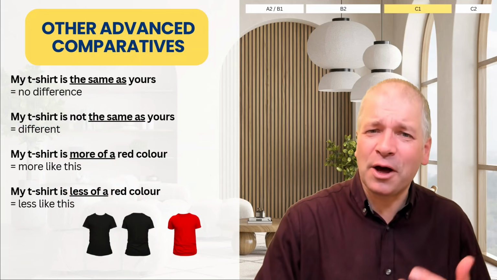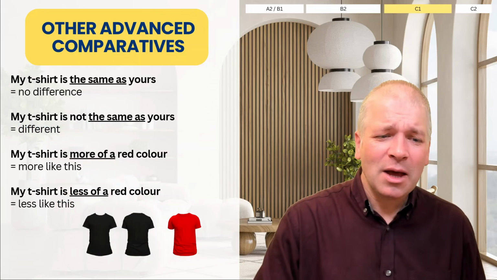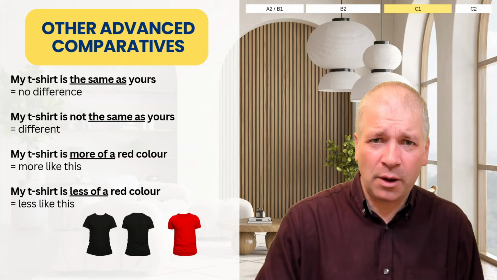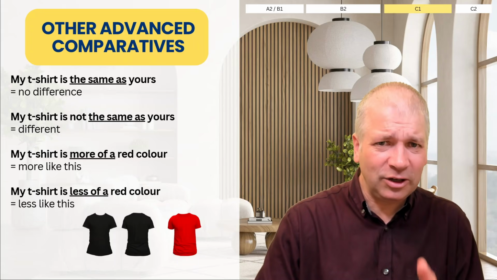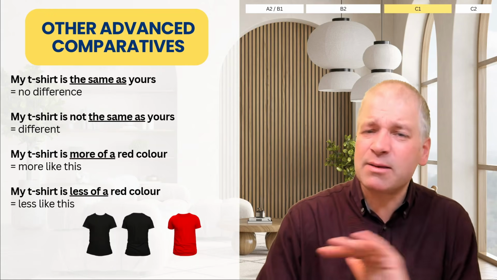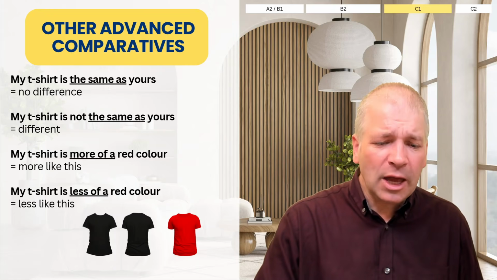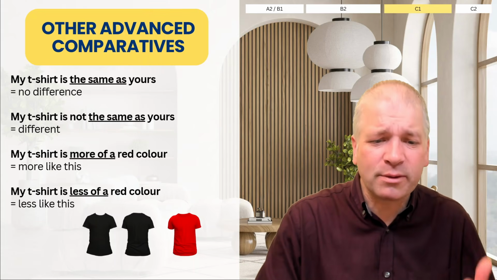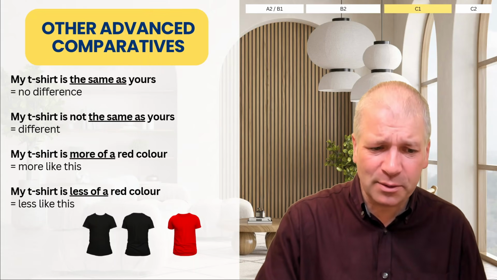And here are some other advanced comparatives. My t-shirt is the same as yours. So if we're looking at the two black t-shirts, we would use this. This means no difference. If we're comparing one of the black ones with the red ones, we'd say my t-shirt is not the same as yours. That means there's a difference.